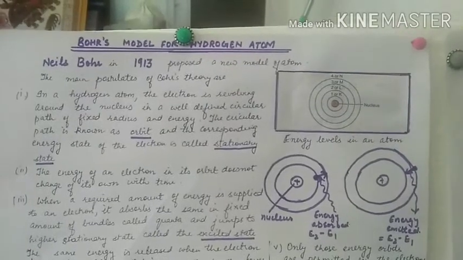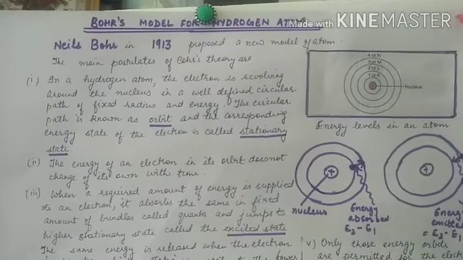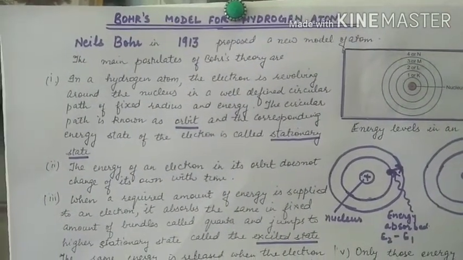Today, the topic that we cover is Bohr's model for hydrogen atom. Niels Bohr in 1913 proposed a new model of atom.